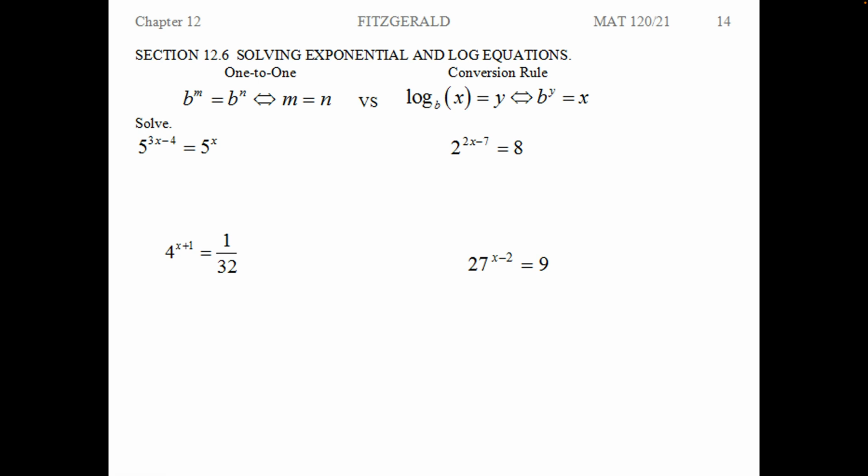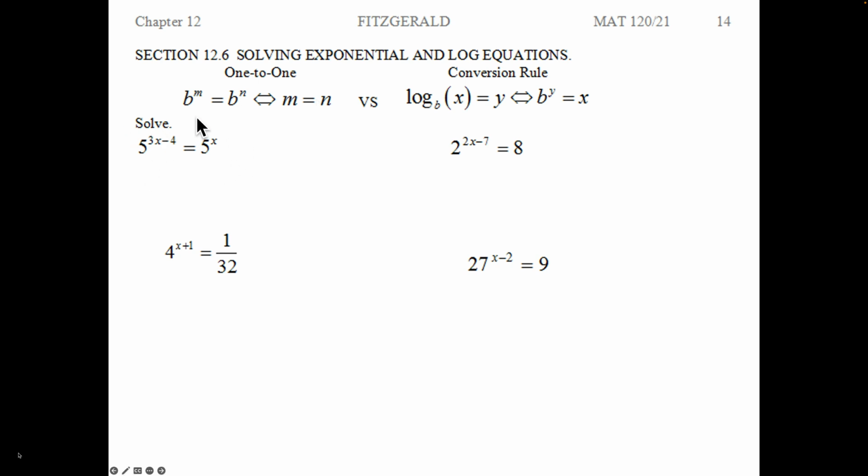Let's take a look at 12.6, solving exponential and log equations. Now we started to do this a little bit early in chapter 12, and we looked at a one-to-one base relationship. So this is where we had b to the m is equal to b to the n, and if the bases are the same, you set the exponents equal to each other.